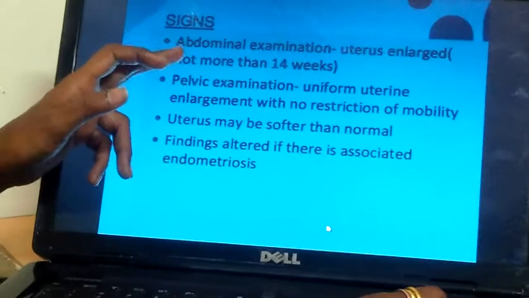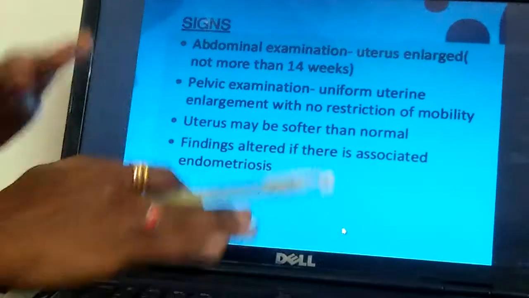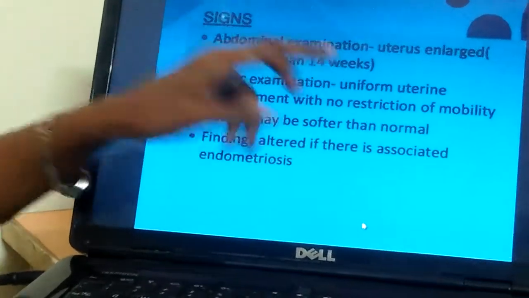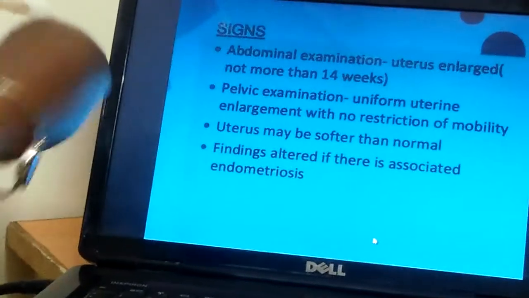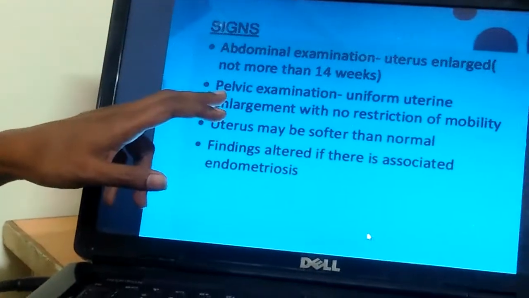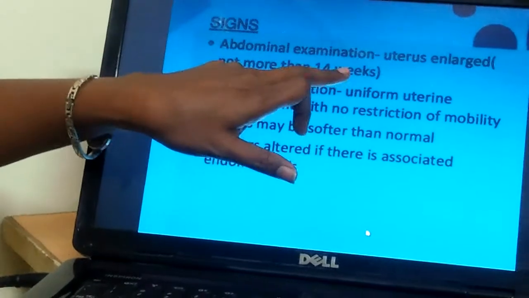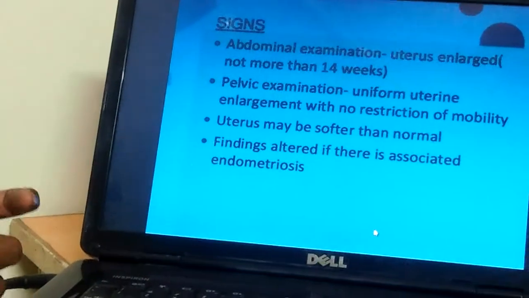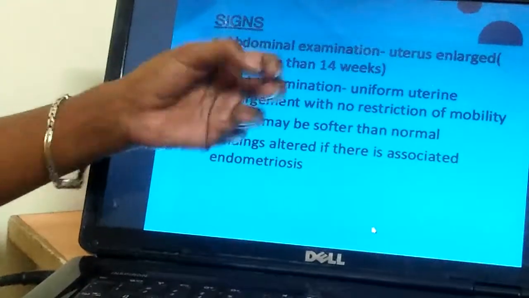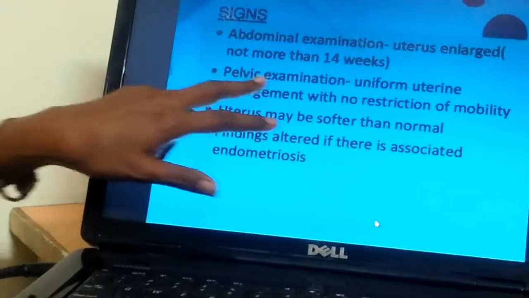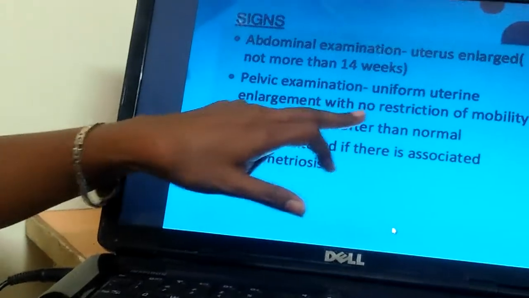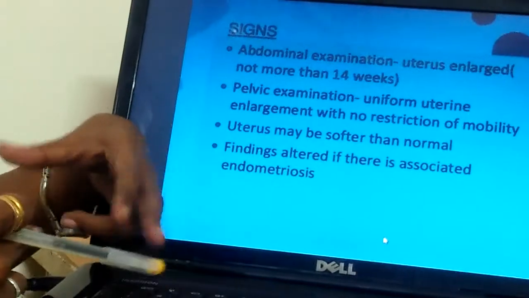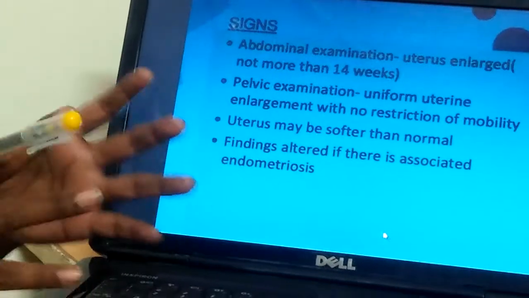Sign-wise, on abdominal examination the uterus is enlarged, not more than up to 14 weeks, meaning it definitely goes above the pubic symphysis. Why is this more than the pubic symphysis? Because in pregnancy, the gravid uterus reaches the pubic symphysis at 12 weeks, so it is more than the pubic symphysis but just less than 14 weeks. On pelvic examination, there is uniform uterine enlargement with no restriction of mobility.